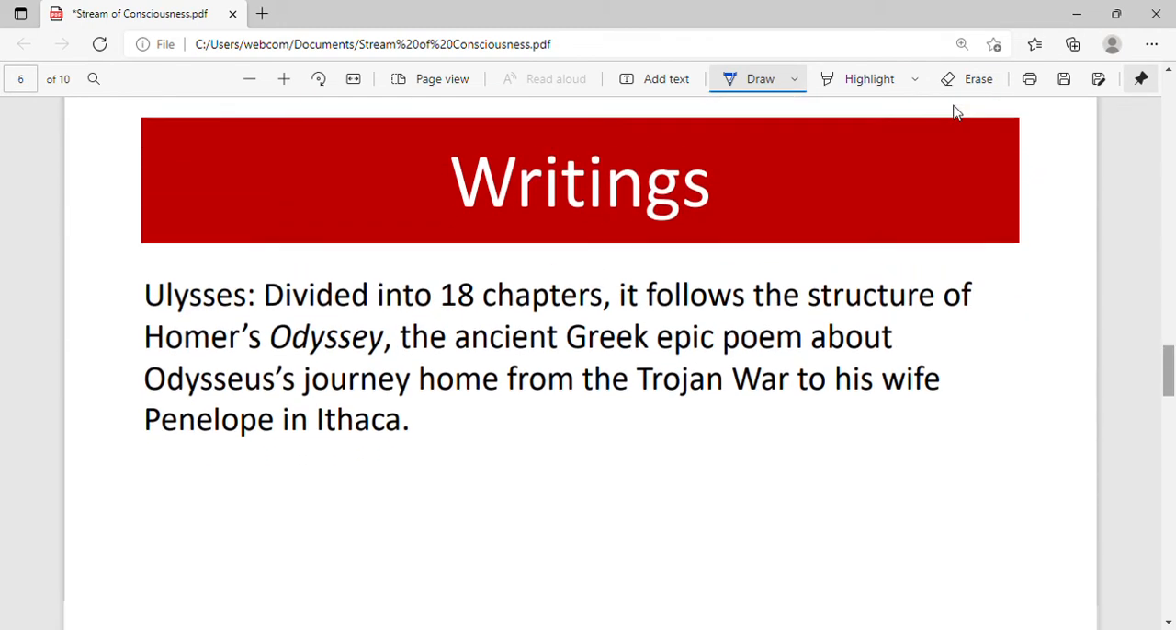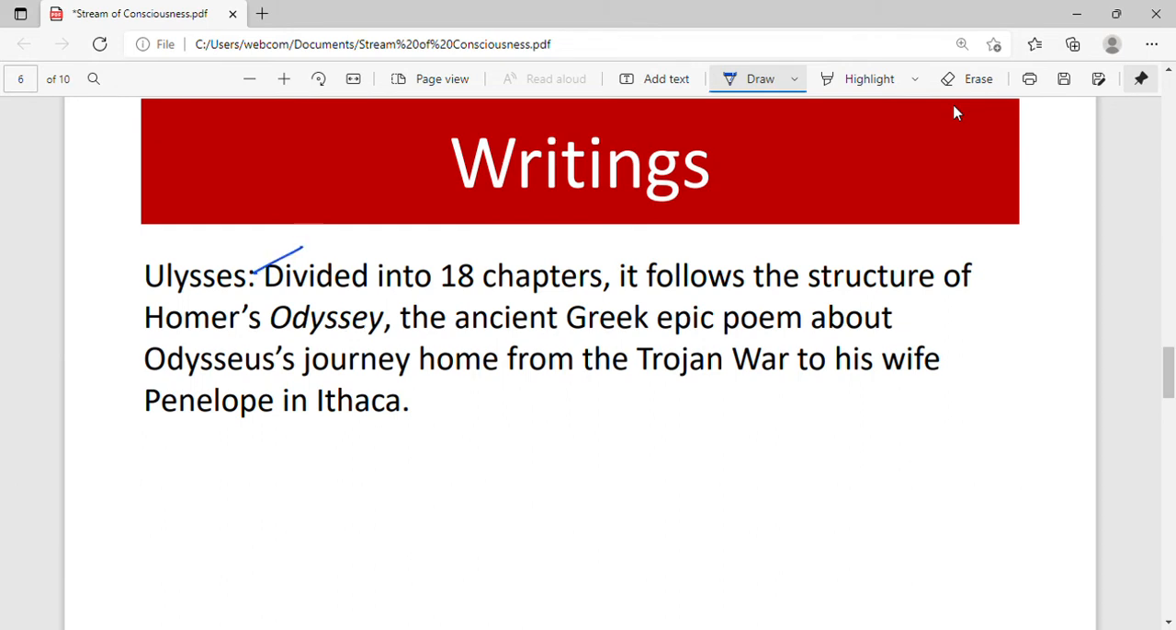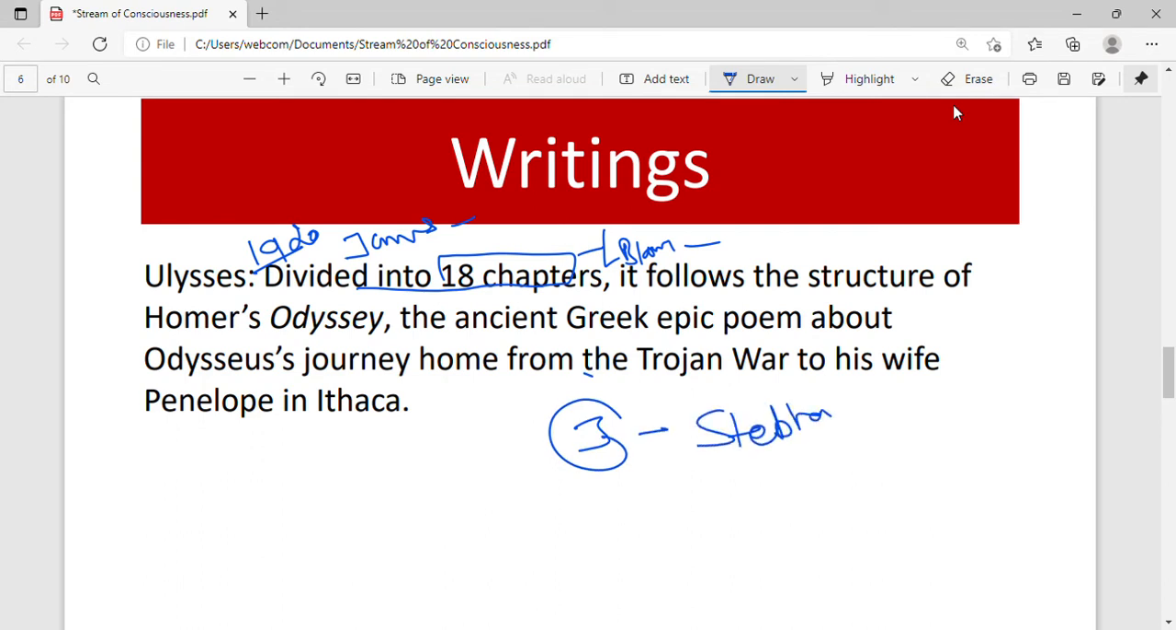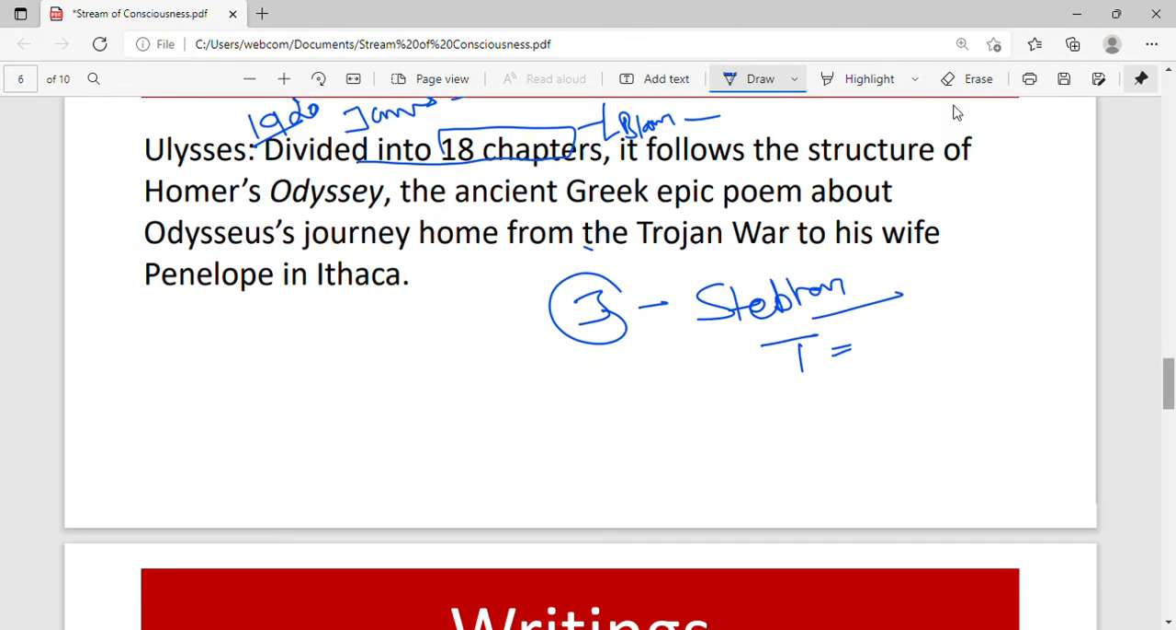Here we are discussing some of the writings. James Joyce is the first one we see in modern literature to use this technique. Ulysses, published in 1922, is divided into 18 episodes. We know that Leopold Bloom is the main character here, but the first three chapters are dedicated to Stephen Dedalus, who is also the protagonist in his earlier novel, A Portrait of the Artist as a Young Man.